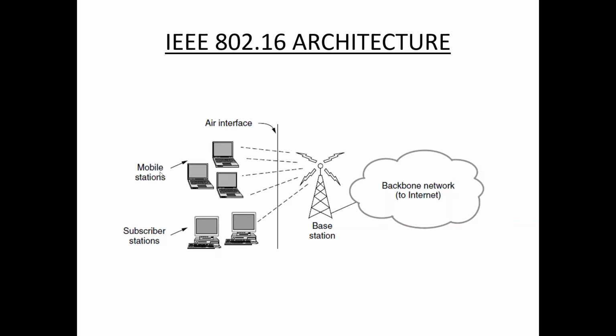So user stations are mobile stations and subscriber stations. Mobile stations receive internet service while they are in motion within the range of WiMAX, for example a WiMAX equipped vehicle. WiMAX stands for worldwide interoperability for microwave access. So this is about the IEEE 802.16 architecture.